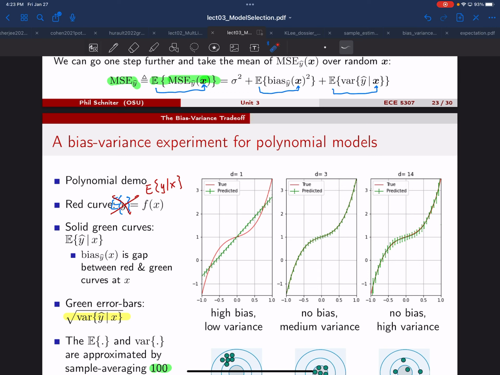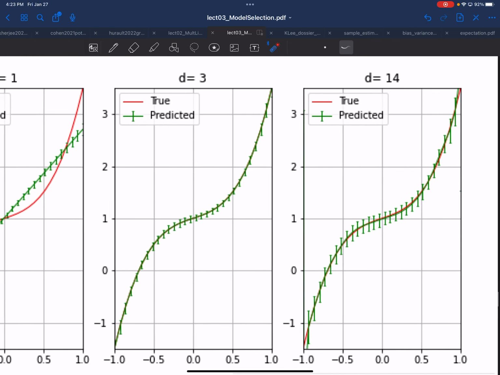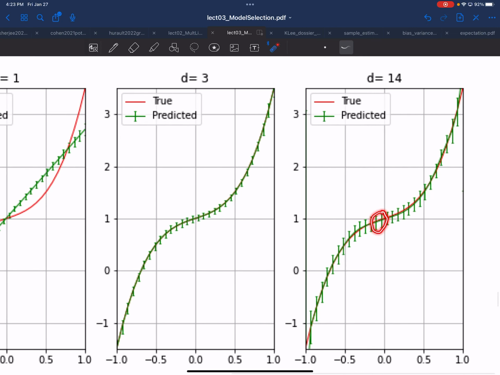Okay, now we did another experiment where we used a 14-order polynomial model. It's a very complicated model. In this case, we see again, no bias. So the average prediction curve is matching the red. That's great. Bias is going to 0. But what about the variance? We can look at the little error bars and we see the variance is actually much larger here than it was here.